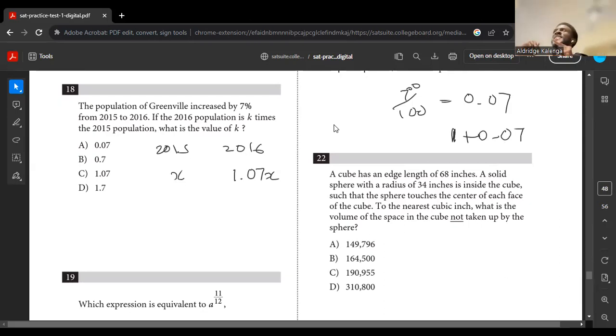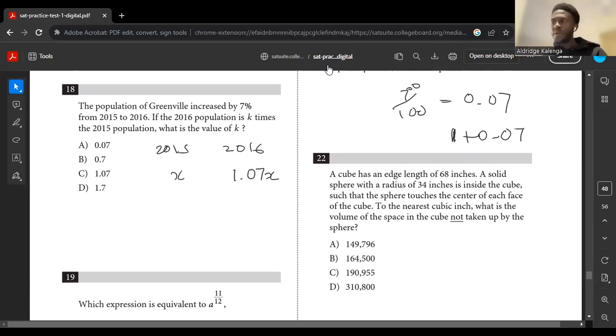So whenever you have a percentage increase, it's 1 plus. But whenever you have a percentage decrease, from your whole, which is 100%, you subtract. So if it was a 7% decrease, we're going to take out 7%. But now we are adding 7%. So if in 2015 we had X, in 2016 we have 1.07X. Is everyone okay so far? Yes, sir.